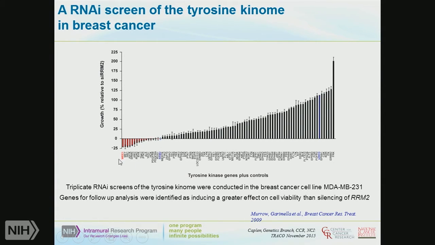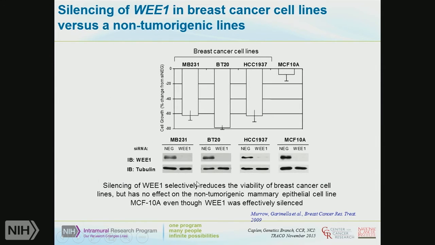And the gene that was at the top of our list on this one with MDMB231 was this protein gene WEE1. So when we extended that to other cell lines, these other breast cancer cell lines were also susceptible to silencing of WEE1. But the cell line MCF10A, which is a non-tumorigenic mammary epithelial cell line, we saw some reduction in cell viability, but it was significantly higher in the other cell lines, even though we've got similar knockdown at protein level of the protein.